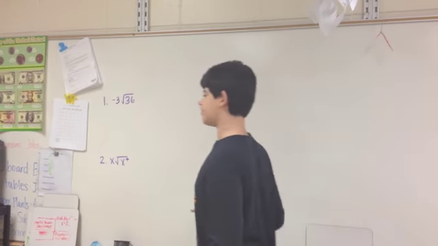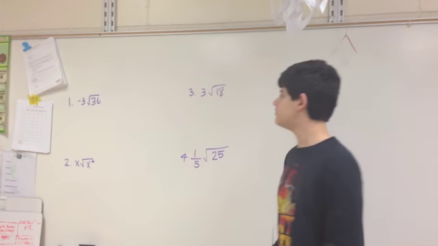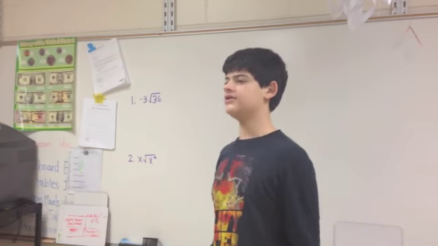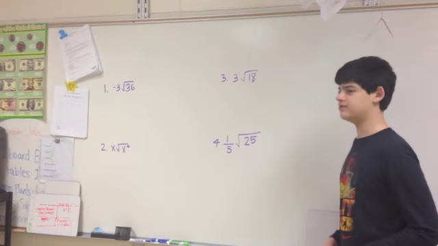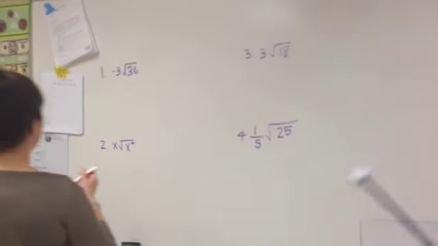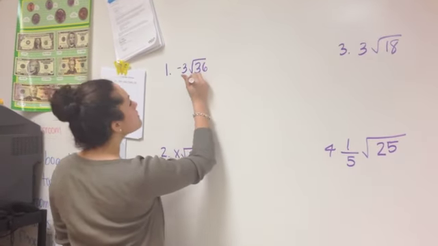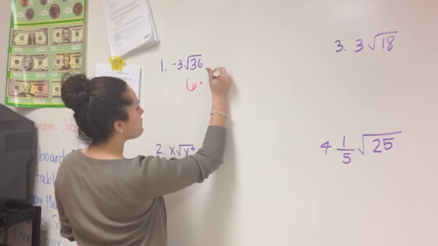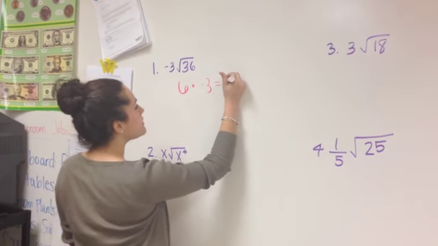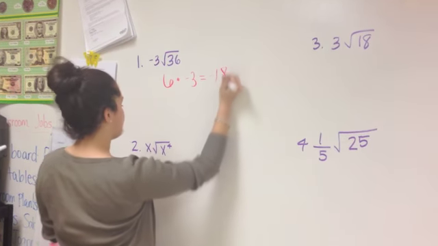I have written these problems on the board for you to do. Angela, you come up first. Do the first two. Okay. Well, the square root of 36 is 6. So 6 times negative 3 equals negative 18.